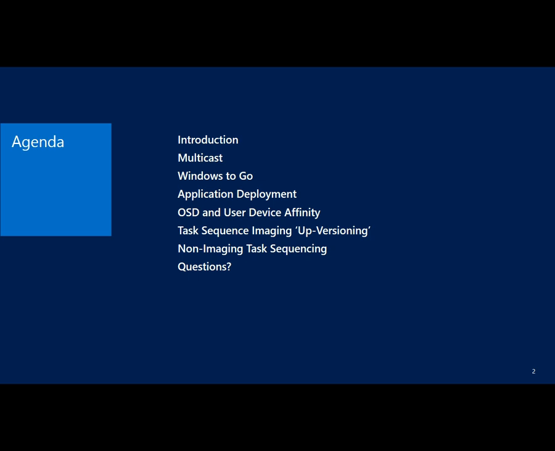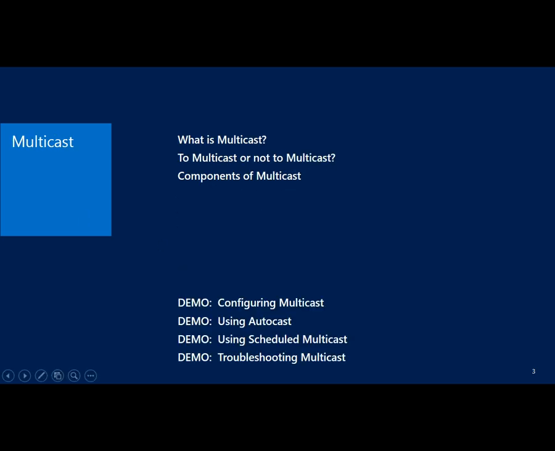So here we're going to talk about multicast, Windows To Go, and do a little bit of discussion about application deployment. Won't spend a lot of time there, but just to call it out. Talk about user device affinity. These bottom ones are going to be more or less along the lines of discussion points. And again, we'll spend most of our time on the first two. So let's jump in. Multicasting is a very interesting component that we can actually leverage in the imaging process.